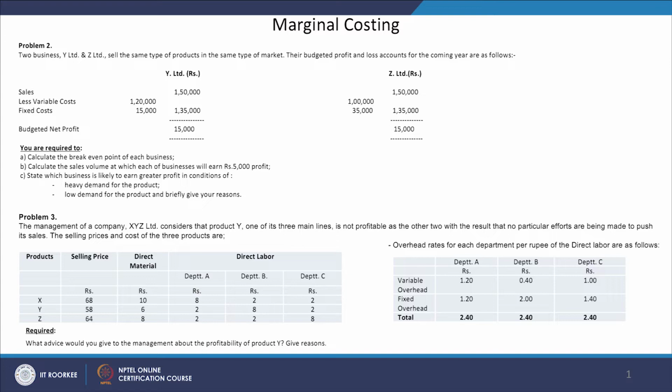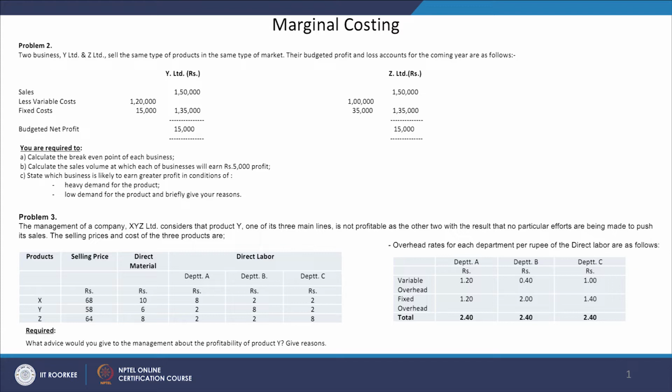What is given in the problem here is that the management of a company considers that product Y, one of its three main lines, is not as profitable as the other two, with the result that no particular efforts are being made to push its sales. The selling prices and costs of the three products are given to us. These three products are X, Y and Z. Selling price is given, material cost is given, labor cost is given, and other direct overhead cost is also given.